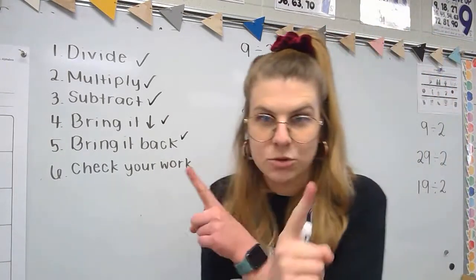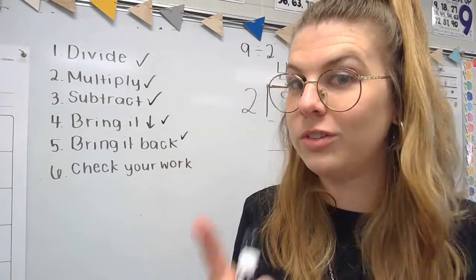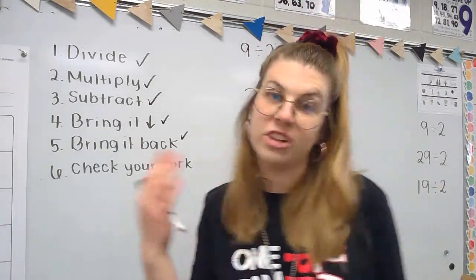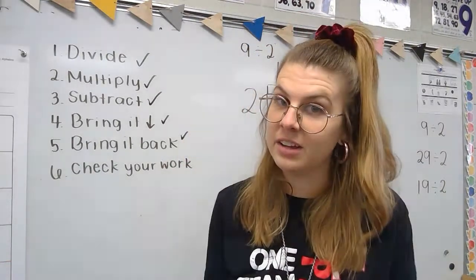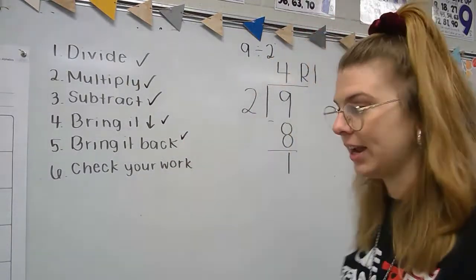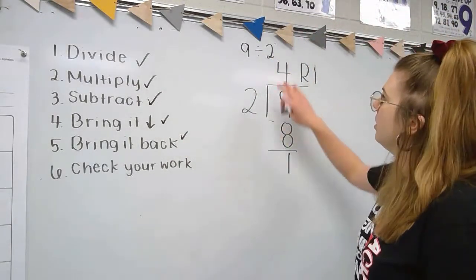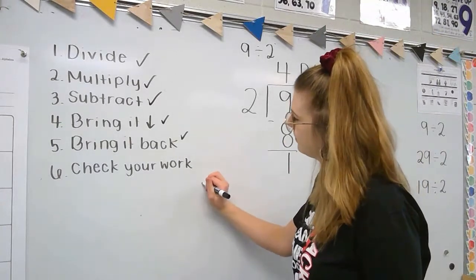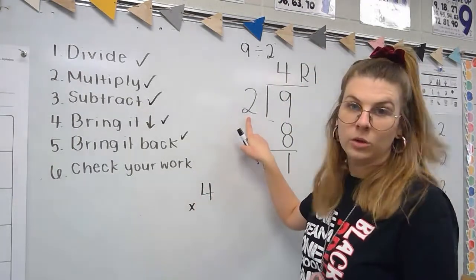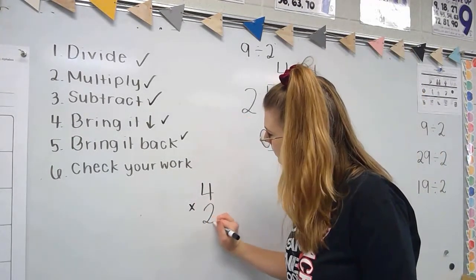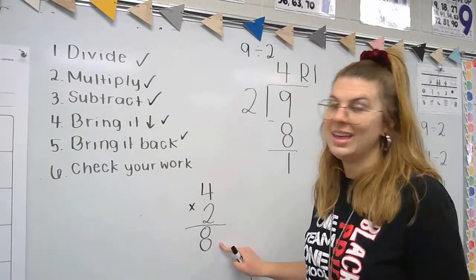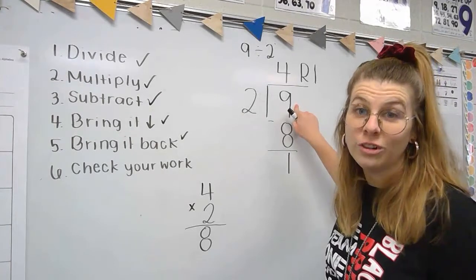Just like addition and subtraction are opposites, so we can check our work using the opposites, multiplication and division work the same way. If you want to check your multiplication answer, you can divide. If you want to check your division answer, you can multiply. And that's exactly what we're going to be doing today. To check your answer, you're going to take your quotient, and you're going to multiply it with your divisor. Your goal is that your answer is the same number that you started with inside of your house.